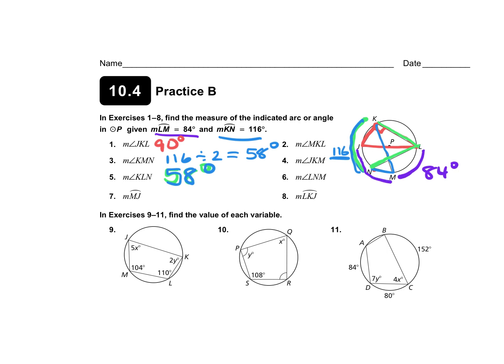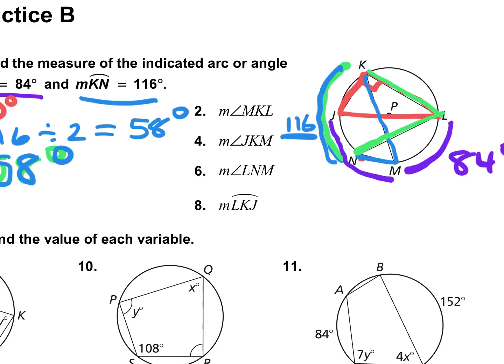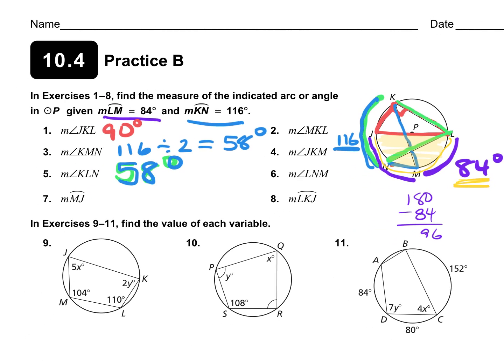Arc MJ is right here. So now I need to figure out what I've got. Right here, let me highlight. This is a semicircle because JL is the diameter. So this arc is a semicircle arc. And if I already know this piece is 84, to find the other purple piece, I just have to do 180 minus 84, and I get 96. So that's the answer for MJ. This piece is 96.